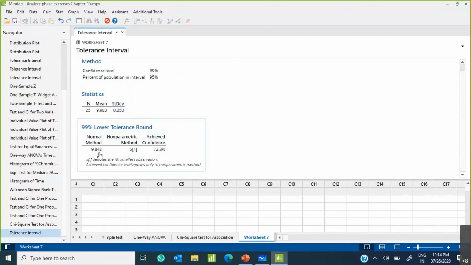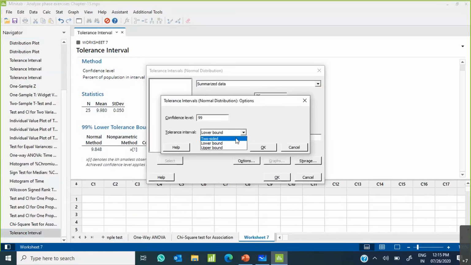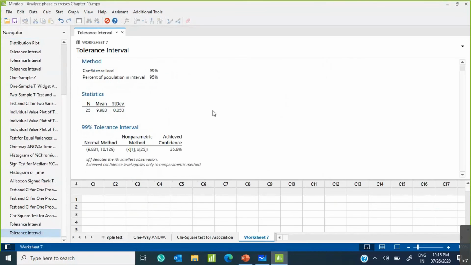Now we have the lower tolerance bound as 9.84 and the mean is 9.98. If you are interested in calculating the upper bound also, we can simply go back to that dialog by pressing Ctrl+E, and instead of lower bound you can select two-sided and click OK. If you do that, you will get both-side tolerances: the lower tolerance will be 9.83, the higher will be 10.129, and the mean will be 9.98.